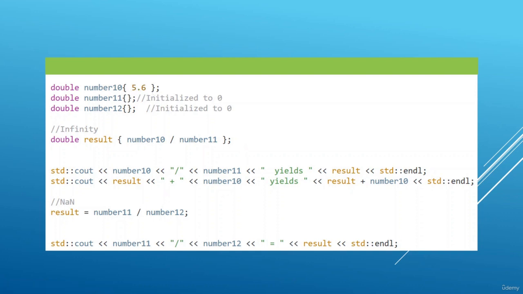If you go down, we're going to print number 10 divided by number 11, and we're going to say yields. We're going to put the result out. We're going to see that. Down here on the second line, you see that we are trying to add something to infinity, and this is also going to yield infinity because think of infinity as something super big. And if you add something small to something big, it's still going to be something big. Down here, you see that result equals number 11 divided by number 12, and these two are zeros, so we're going to end up with nan, and that's what we're going to print in this statement here down to the bottom.